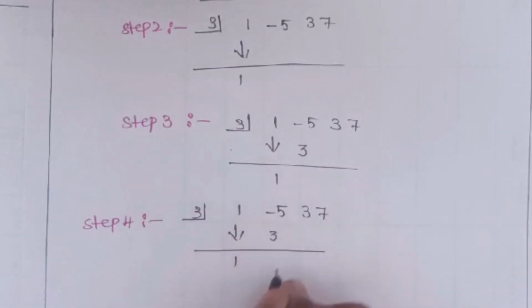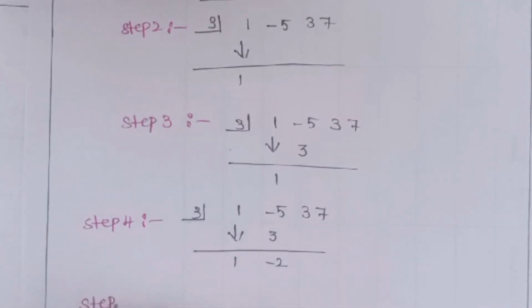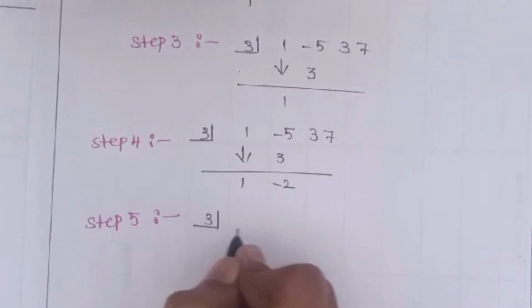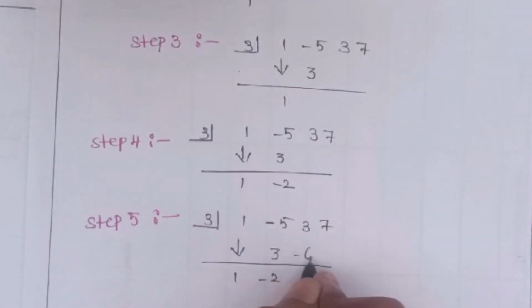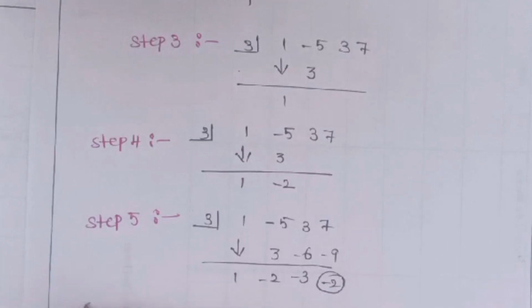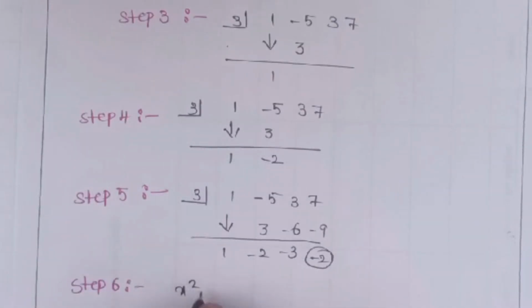In the fifth step we multiply 3 into -2, and it is going to be -6. I write -6 below 3, and adding gives -3. At last we have 7 minus 9, which is -2. So we got all the coefficients. We can write a quadratic expression and find the roots of the given polynomial.